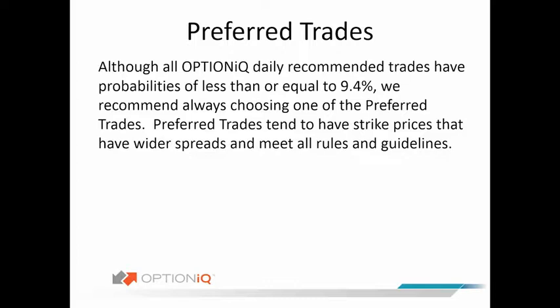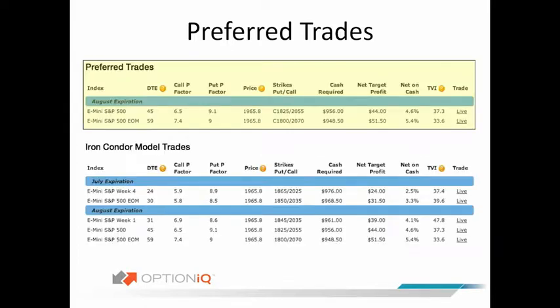Preferred trades tend to have strike prices that have wider spreads than all the other choices below and meet all of the rules and guidelines. If I'm looking at the set trades page of the software, here is where preferred trades are. They're going to be the first trade listed. So when you go to this page, up at the top, as you can see on my slide here, the preferred trades are going to be listed.